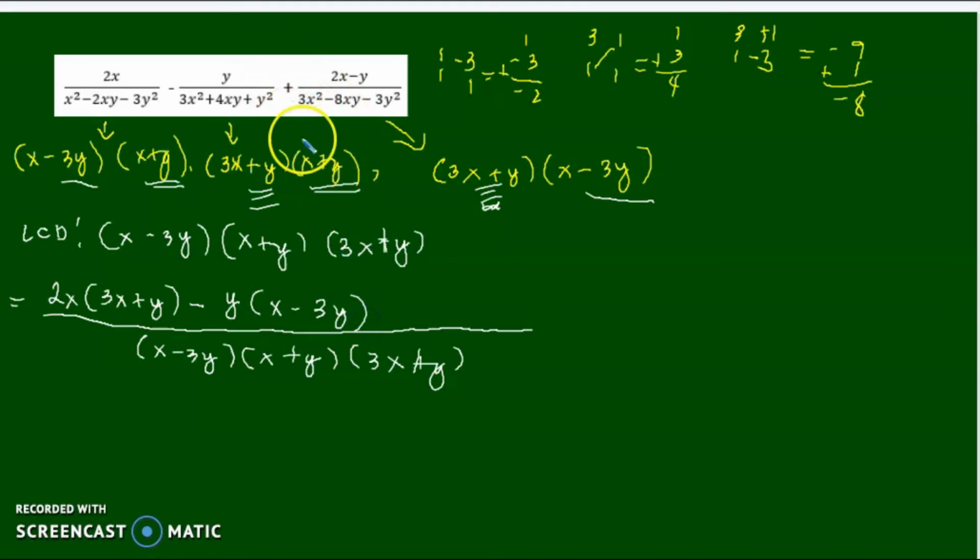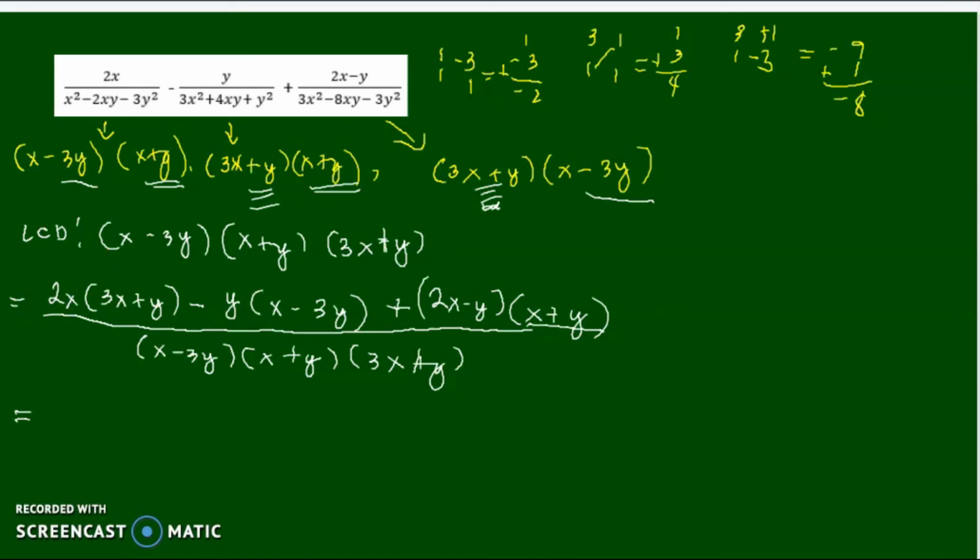And then plus LCD divided by the denominator. So these are the factors. Cancel 3x plus y and x minus 3y. And the quotient is x plus y multiplied by 2x minus y. So that is 2x minus y times x plus y. And then simplify the numerator.